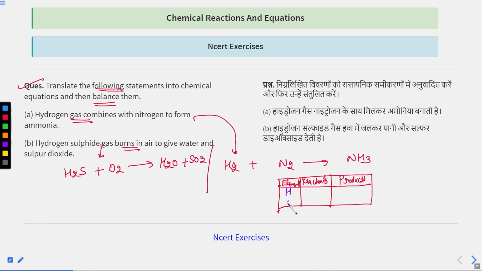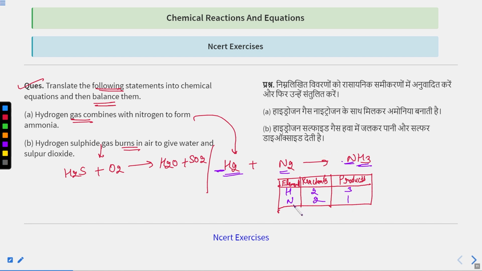Elements are only hydrogen and nitrogen. How many hydrogens are there? 2. How many nitrogens are there? 2. On the product side, how many hydrogens are there? 3. How many nitrogens are there? 1. While balancing the equation, always remember you need not change any subscript. You can change only the front side; you can change only the stoichiometric coefficient. You cannot change the subscript. So you can see here nitrogen and hydrogen both are not balanced. How can we balance this particular equation?